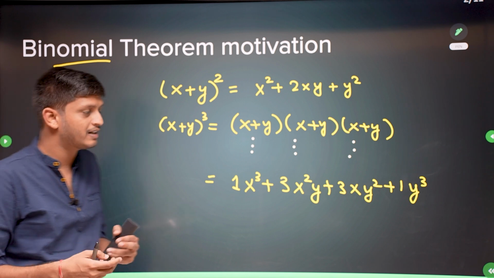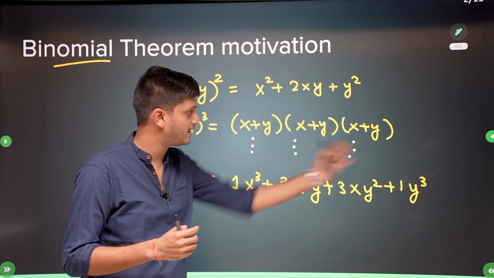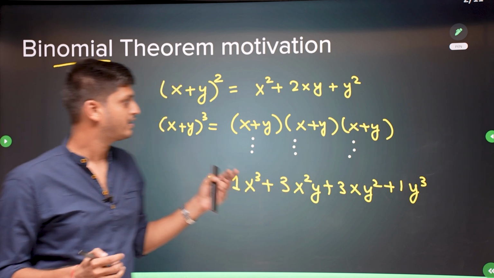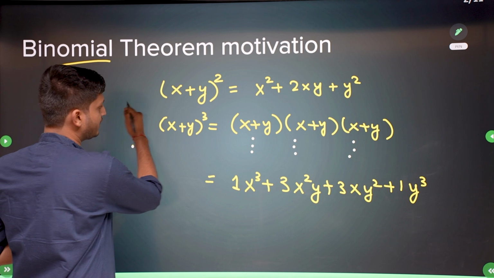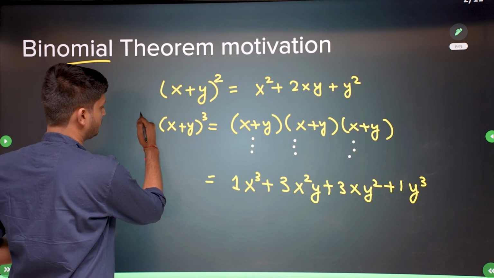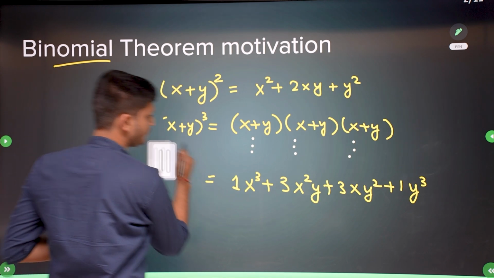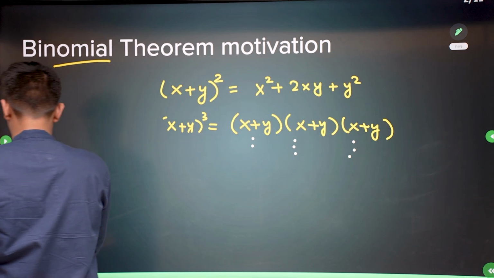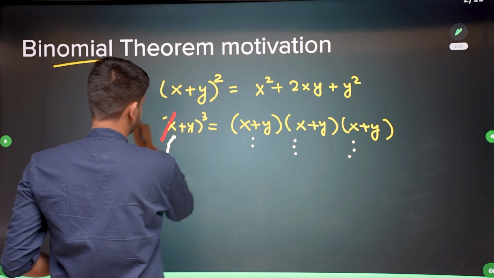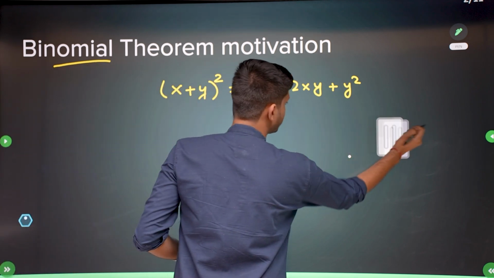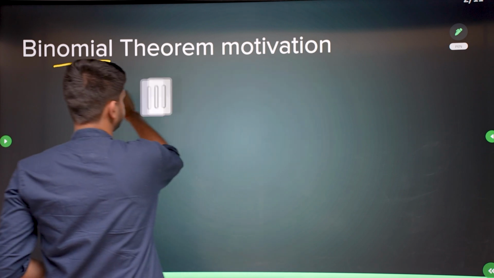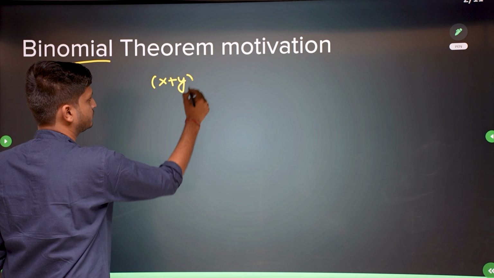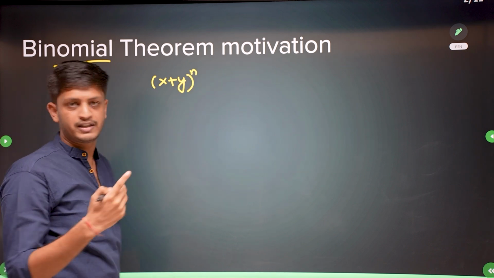And this is how we get it connected to counting. You consider n containers. In how many ways can I pick 2 x's and 1 y? So this is what binomial theorem is. So the generic expression for binomial theorem, let's try to derive it on our own. I will try to derive a generic expression for x plus y to the power n. So this is binomial theorem for power n.